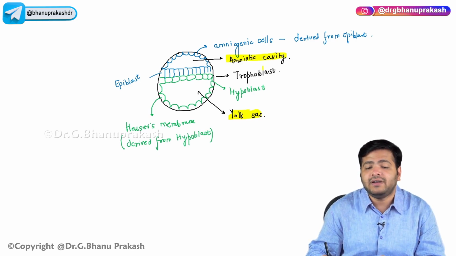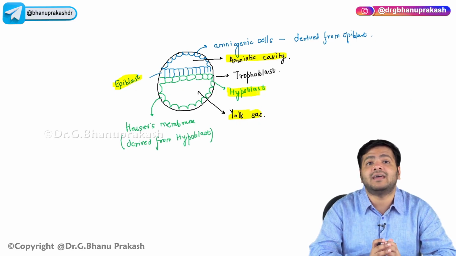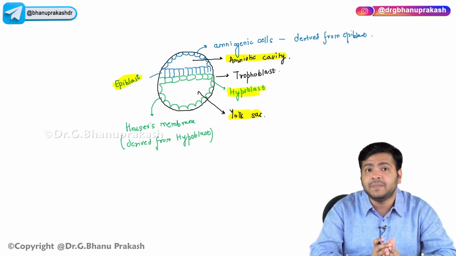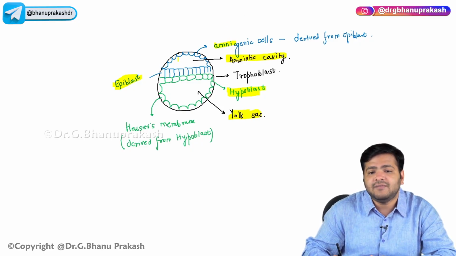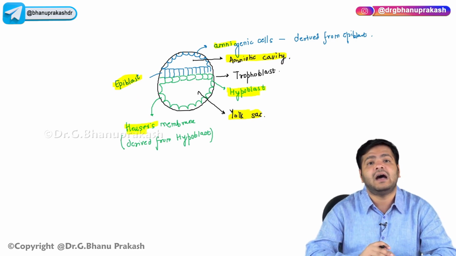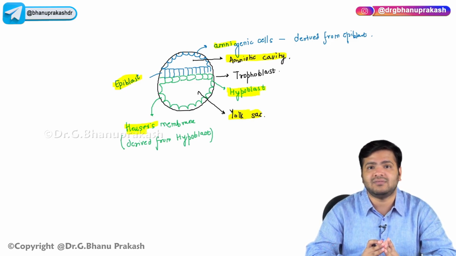Apart from that, I have already discussed the epiblast and the hypoblast. Now if I ask you where epiblast and hypoblast are arising from, they arise from the inner cell mass, right? The inner cell mass is now called the embryoblast after implantation, and it gives rise to epiblast and hypoblast. The embryogenic cells come from epiblast. The Heuser's membrane comes from hypoblast. You have to remember all this in sequence, right?